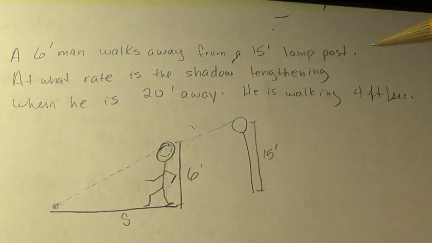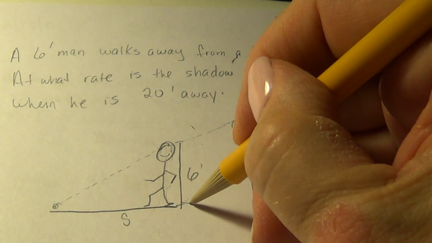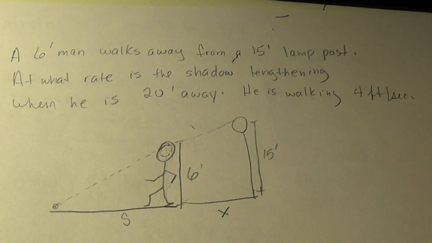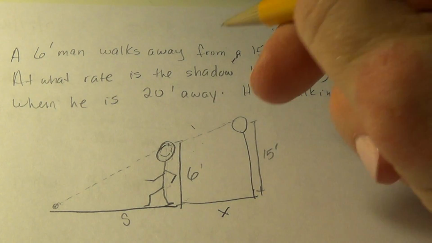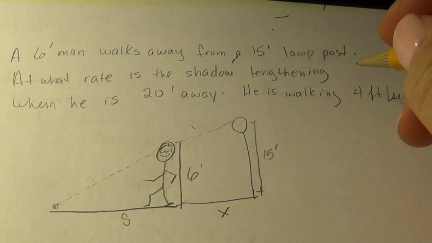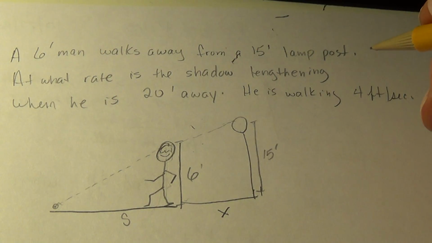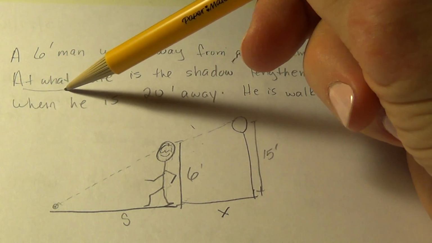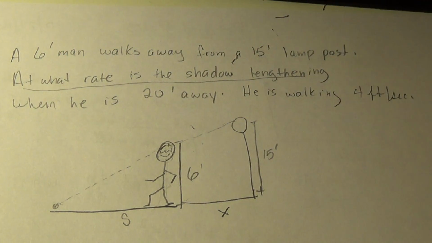I'll call this S for shadow. And we'll probably need this distance here. I'll call it X. All right, so first of all, if you would answer for me, what derivative is the question asking for? Remember, it's a rate of change. So what rate is the shadow lengthening?